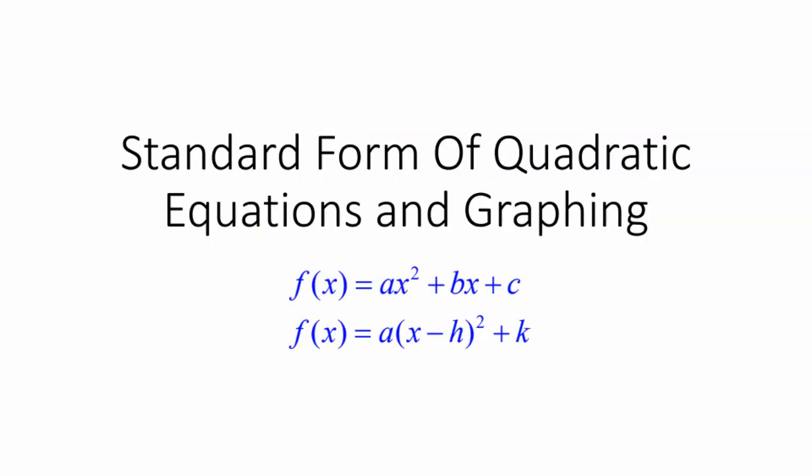So first, let's go over the standard form of a quadratic equation. Now, the standard form is the second line. It's f of x is equal to a times x minus h to the second power plus k. Now, you've seen this format already from chapter 1, but we really didn't focus on the name. The first equation, we consider that the general equation. And both of these are representations of a quadratic.